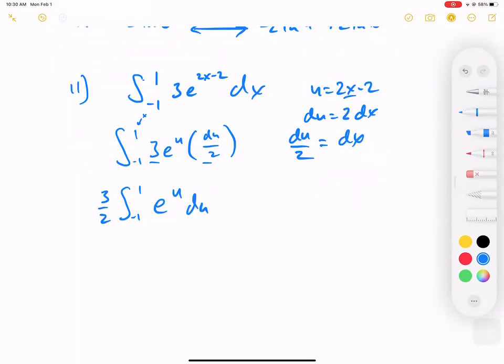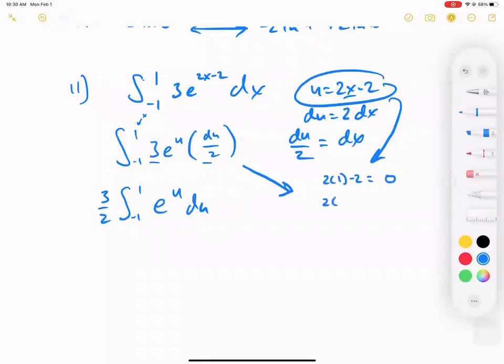Now, you could, of course, flip it around, and you could have said instead, let's go ahead and plug in negative 1. If u is equal to 2x minus 2, well, then my new values are going to be 2 times 1 minus 2. That gives me 0. And 2 times negative 1 minus 2 is negative 4. And you could rewrite this as 3 over 2 times the integral from 0 to negative 4 of e to the u du.